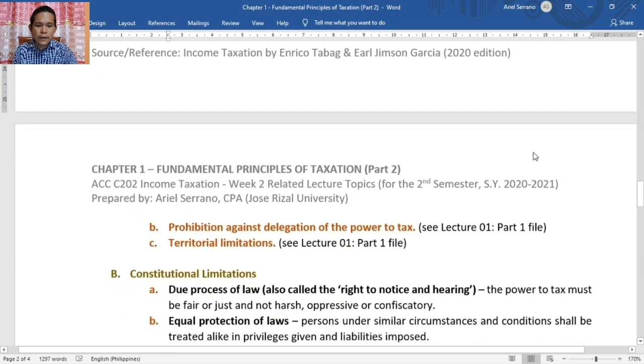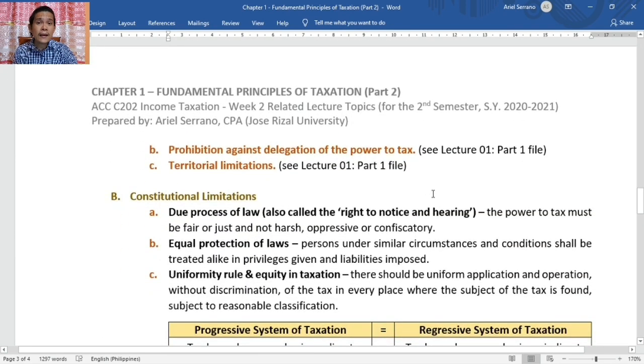Now, we have two more inherent limitations. The second is the prohibition against delegation of the power to tax. And I already mentioned this in Chapter 1, Lecture 1. Please read it or go back to it. The same goes for the territorial limitations. And I hope by now you understand what that means. That is also available in our Part 1 file.